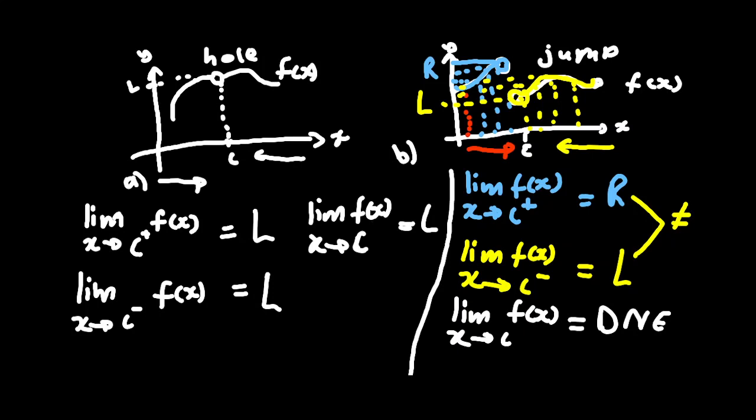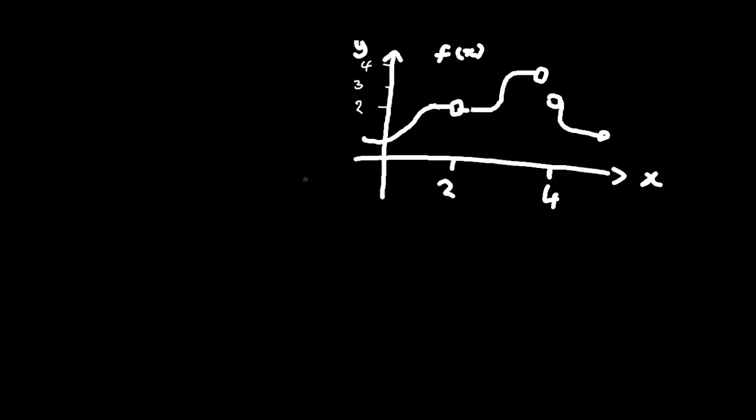So let's see an example. If I have this function here, don't worry about what type of function it is. It's just a function to demonstrate one-sided limits. First, let's say the limit of f at x as x approaches 2 from the right.